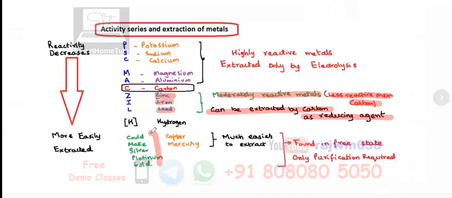Obviously the other elements which are there, they are much less reactive. Their extraction processes are different. Many of the metals are also found in free state. Free state means directly that metal will be found: silver, platinum or gold. Directly you can remove it from the earth's crust and only purification will be required in such metals in most of the cases. So this was about activity series of metals for extraction of metals.